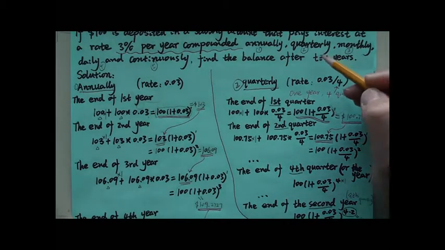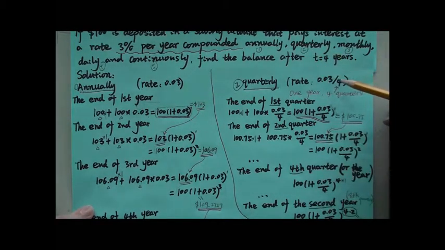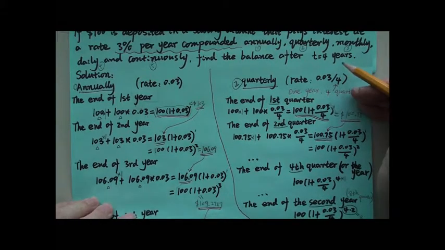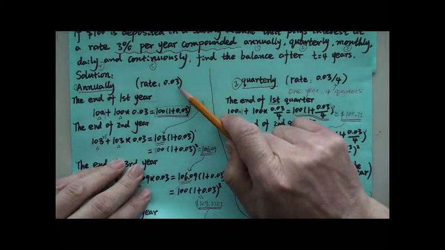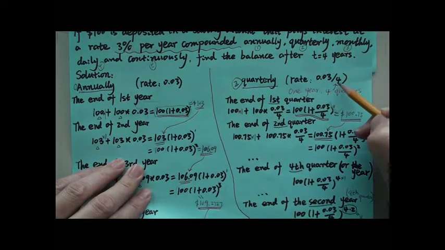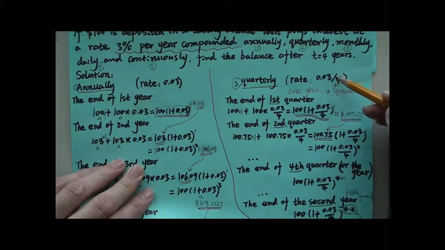Now let's look at quarterly. What's the difference? The annual rate is 0.03. Each year we have 4 quarters. Then each quarter the rate will be 0.03 divided by 4. You can find out this value, 0.03 divided by 4. But again, my purpose here is to derive a formula.